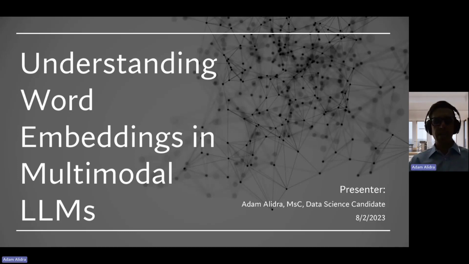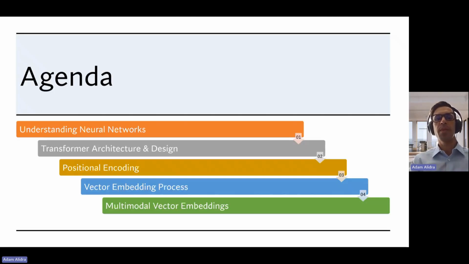I'm a data science student at Southern Methodist University, and today I'm presenting on understanding word embeddings in multimodal large language models. So for today's agenda, I'd like to start out by first and foremost getting everyone acquainted and understanding neural networks in general, and then specifically looking at the architecture and design for transformer neural networks, which has really enabled generative AI, large language models, and multimodal large language models.